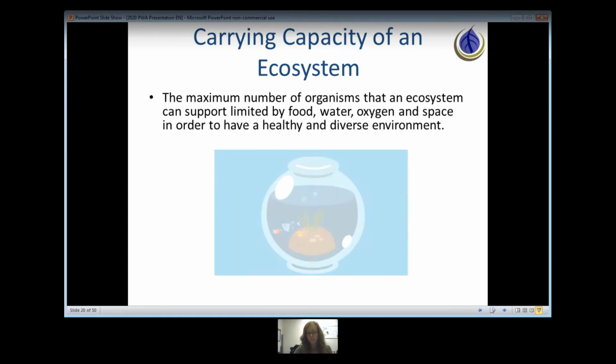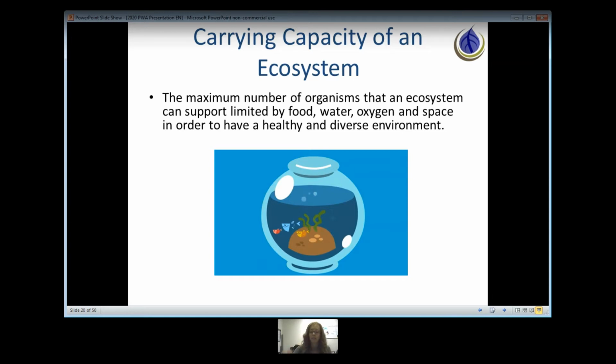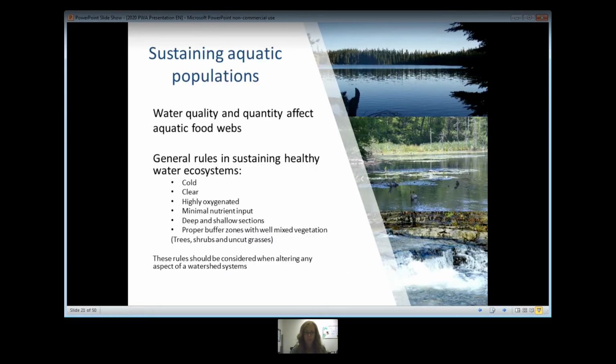So just to give you an example of a fishbowl, if we have a species of fish living in it, they'll eventually multiply and reproduce, so their population is going to go up. And eventually, if there's too much of the population, there's not enough food or water or oxygen and space for them, so you might have your population decreasing in some cases. And eventually the environment will find its balance to only support so many species in it. And sustaining our aquatic population.